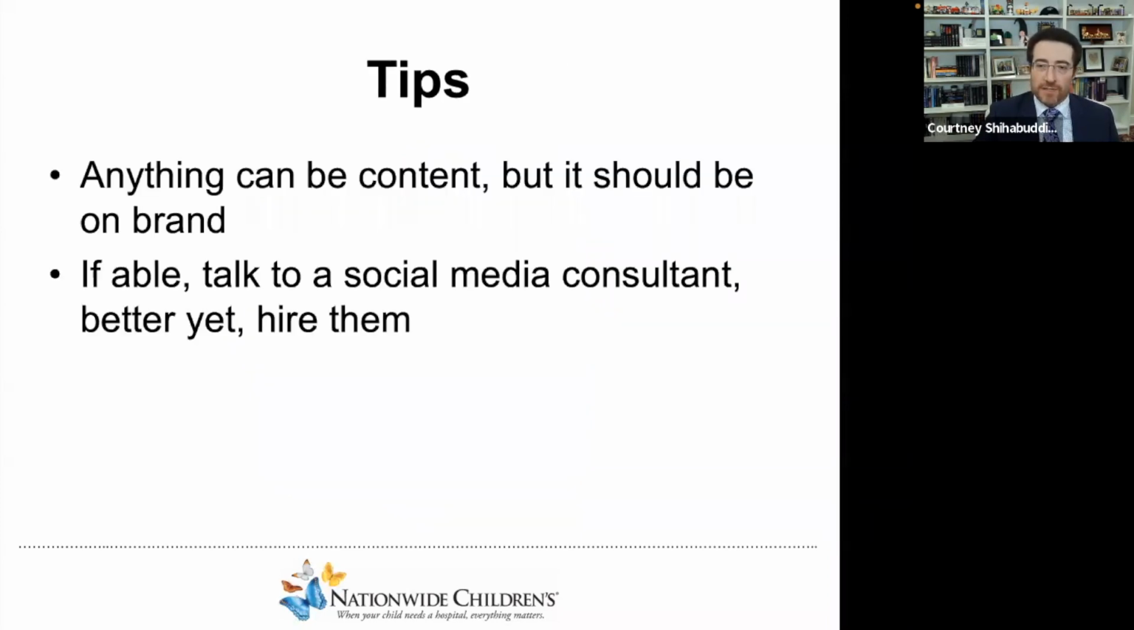A few last helpful tips about content is that anything could be content, but it should be on brand. It should be something that you are passionate about. It should follow your content and your themes. If able, talk to social media consultants, better yet, hire them, because they can guide you through this journey on social media, particularly Instagram.